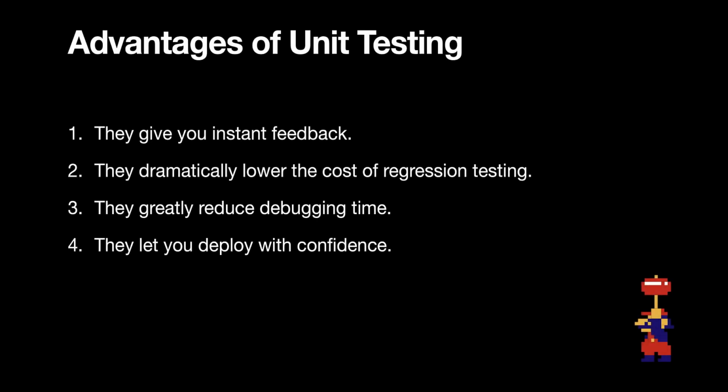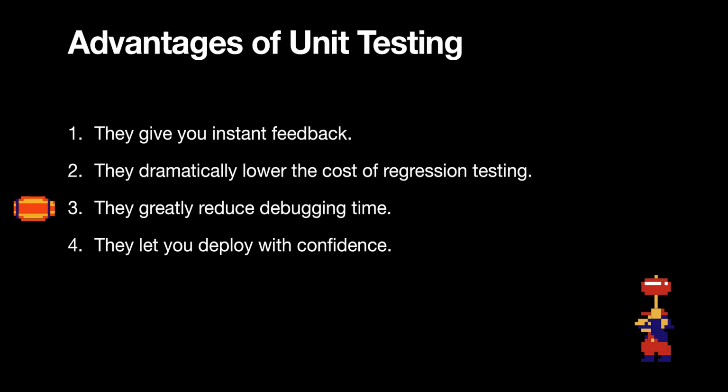For one, they give you instant feedback. When you make changes to your code and a unit test breaks, you know about that instantly, not 3 weeks later after you've rolled into production. Second, unit tests dramatically lower the cost of regression testing. Instead of having to retest everything every time we pump out a new release, we can save ourselves a lot of time and money by automating this really easy stuff so that we've got more time to test the complicated stuff. Thirdly, they greatly reduce debugging time.